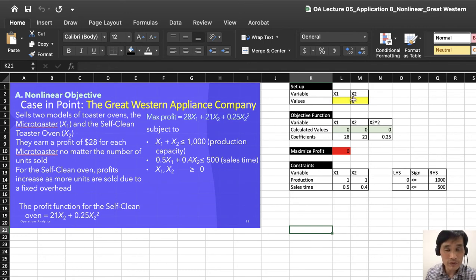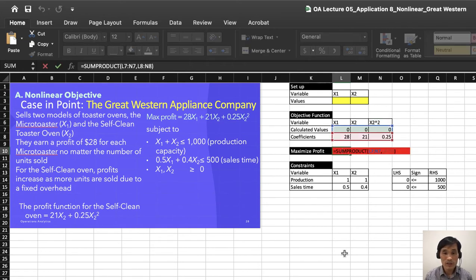Find this variable first, and then find the x2 squared. In the objective function here, we have x1, x2, and in addition to that, x2 squared is right here. And I'm going to add the coefficients for that, 20, 20, and 0.25 as I stated. And then here's the function. The profit is this row times that row and sum them up. That's a SUMPRODUCT function.